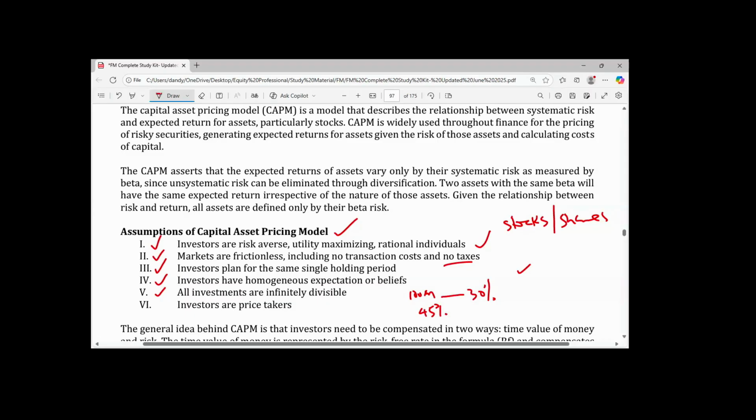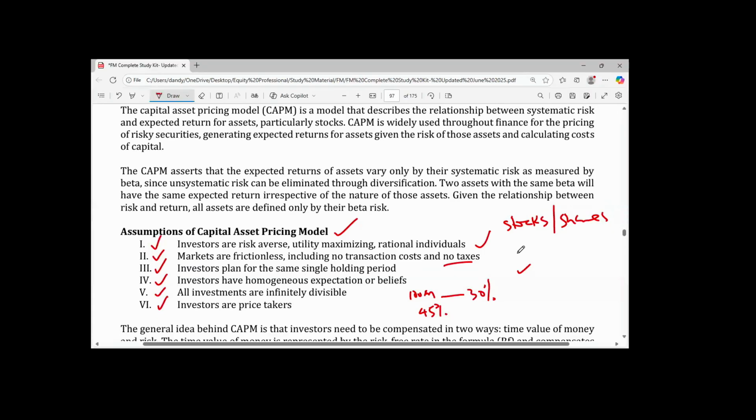All right. Then the last one is saying that investors are price takers. Whatever the market gives to you, you don't have a say. You just take it. All right, so these are the underlying assumptions.